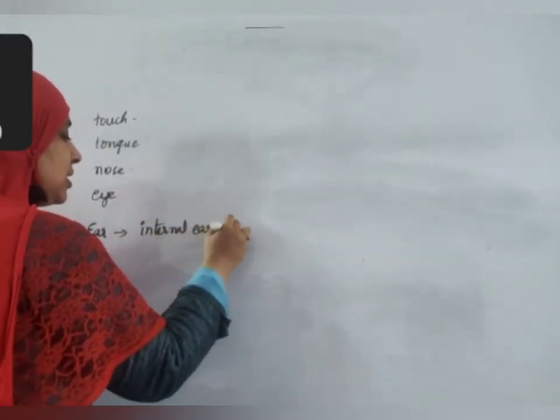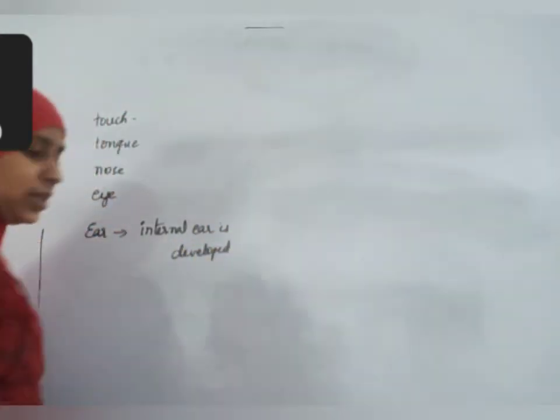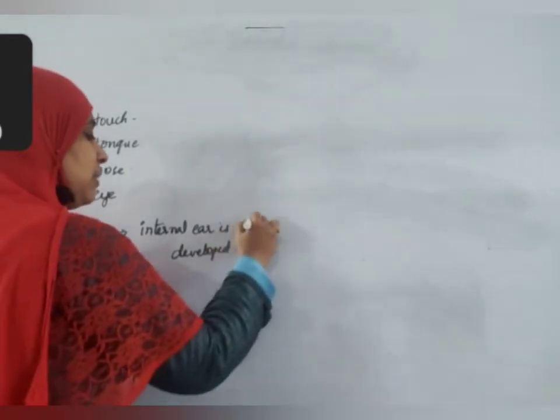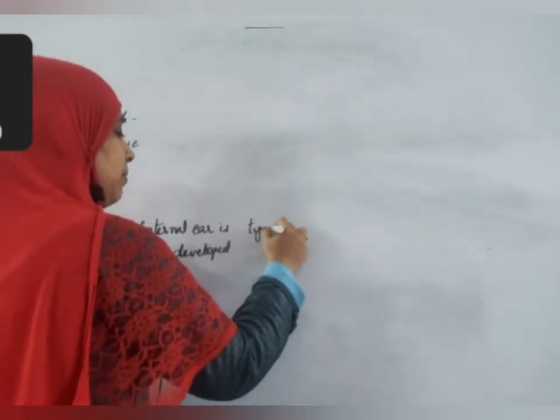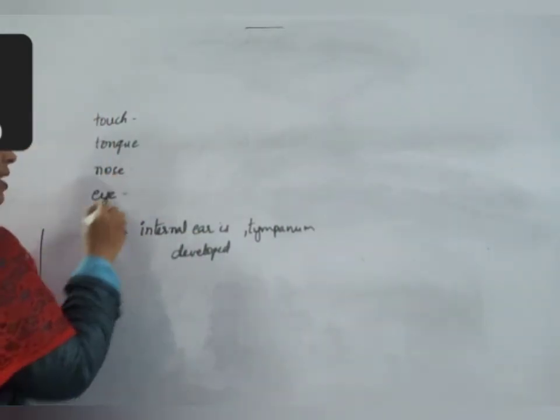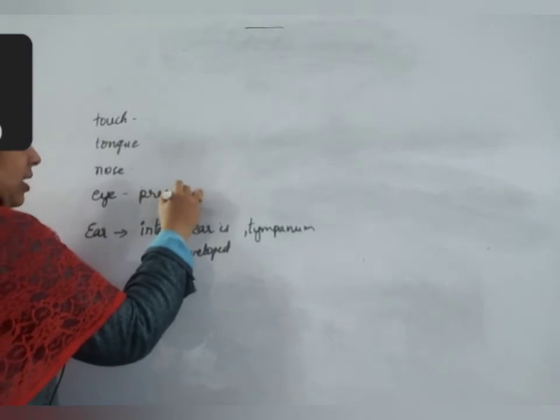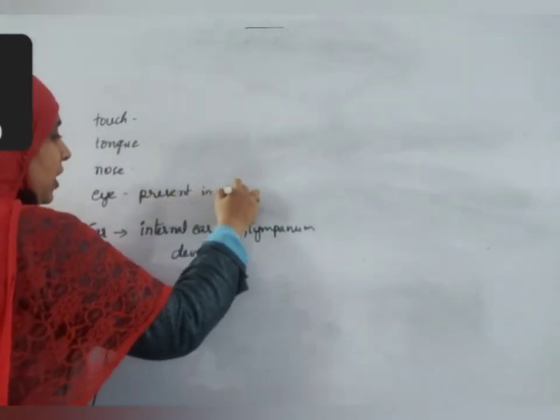Like in our ear also, we'll study in the coming classes about the structure of ear. Same like that, internal ear is well developed. And it has a tympanum. Eyes are bulged out, they are present in the sockets of the skull.